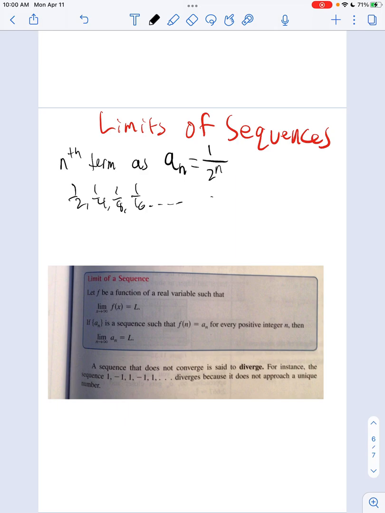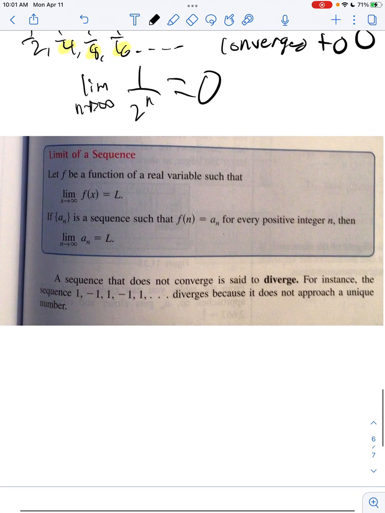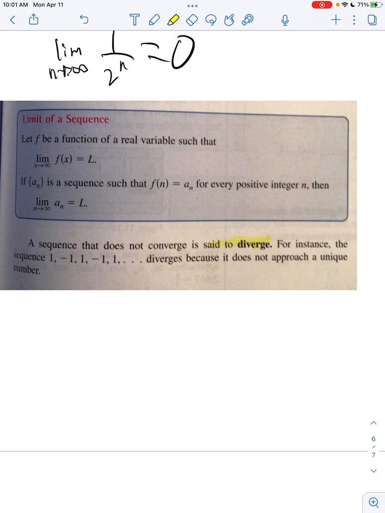We could say that as n increases without bound, it converges to 0, because these denominators are getting larger. As my denominator gets bigger, my overall number gets smaller. So in limit notation, we would say as n approaches infinity, 1 over 2^n equals 0. We can see that right here, where the limit as x approaches infinity of f of x equals L, and it's basically the exact same thing for a sequence as well. So as the sequence converges to a number, that becomes its limit.